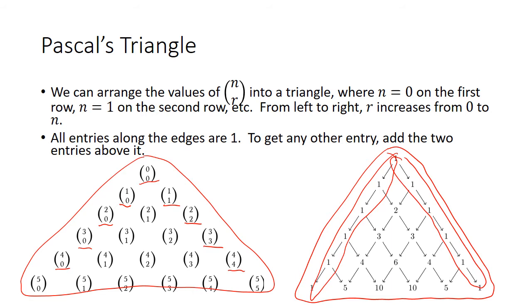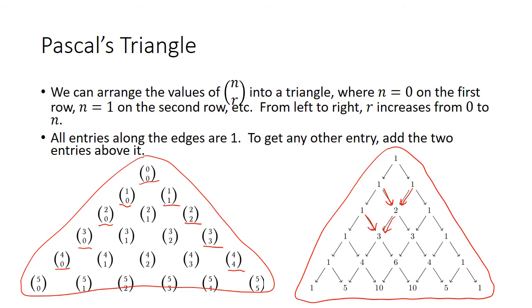That's how you start off your triangle. To get the other entries, you just add the two entries above each one. For example, you add one and one to get two, you add one and two to get three, you add one and two to get three here as well, you add three and three to get six. That's how you fill in the rest of the triangle, and that's just because of the formula we went over on the last couple slides. That's why this works.